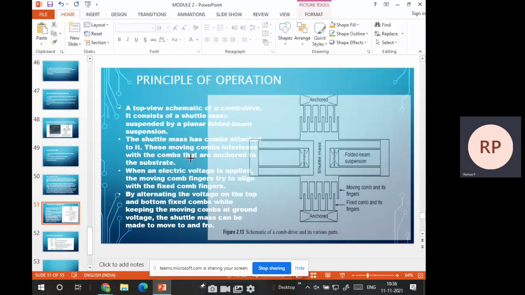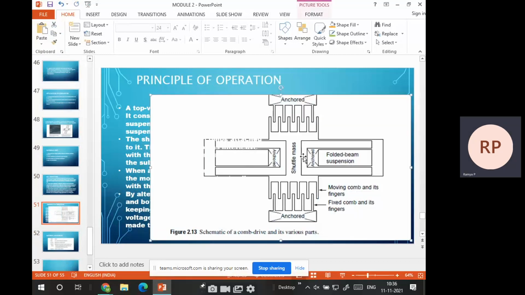This is a diagram wherein we are going to use it. We have one particular shuttle mass here. This shuttle mass is a fixed object. It is something like a plus sign. You have a fixed layer. That layer is made up of a polysilicon layer.